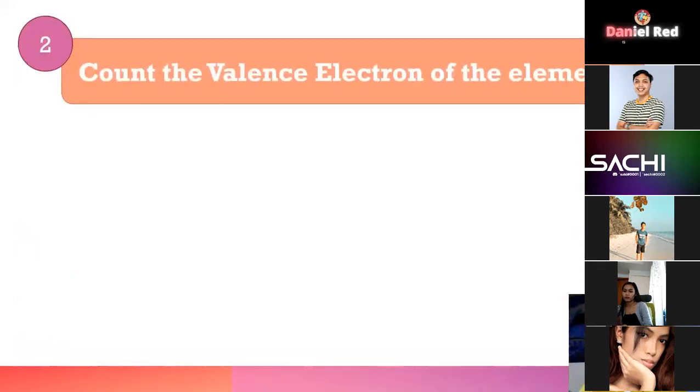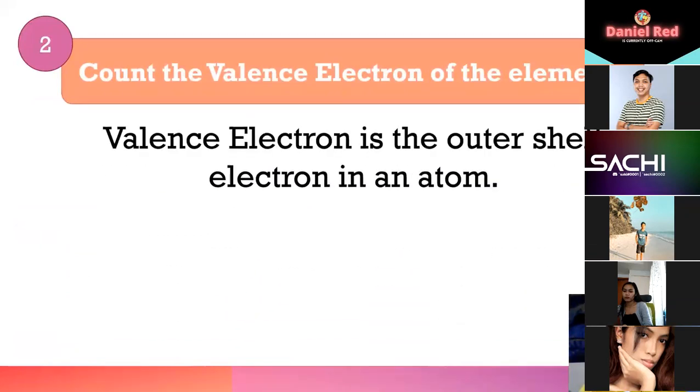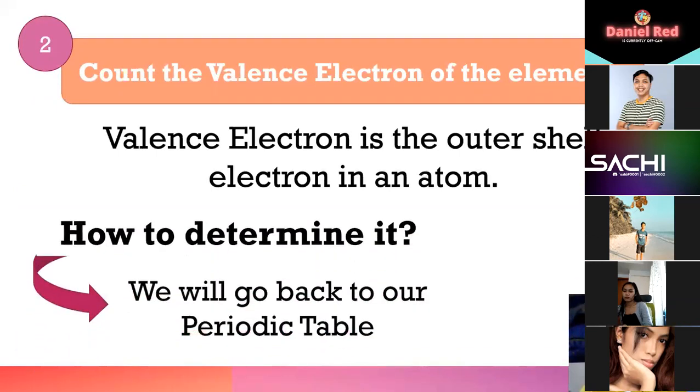Step number 2 is to count the valence electrons of the elements. Valence electrons are the outer shell electrons in an atom. So the question here is how to determine it. So definitely, we need to go back to our periodic table. So once again, get your periodic table and follow this particular video to identify the valence electrons of the elements presented.